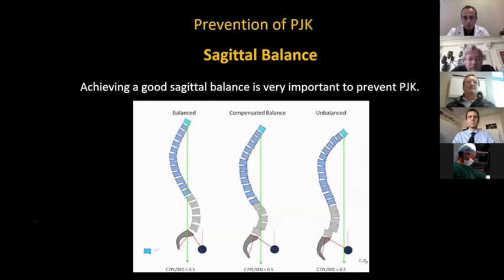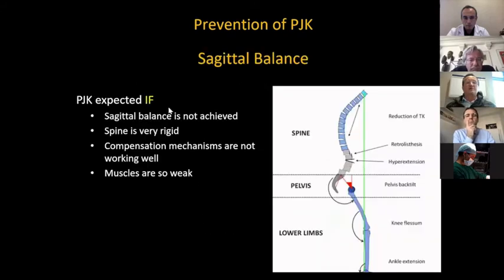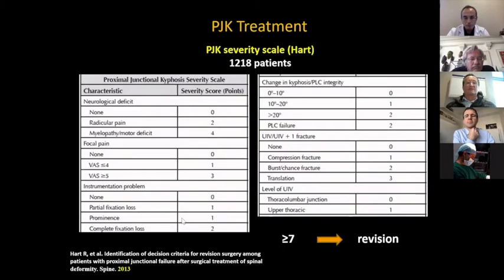What about sagittal balance? Achieving a good sagittal balance is very important to prevent PJK. PJK may be expected if sagittal balance is not achieved, the spine is very rigid, compensation mechanisms are not working well, and muscles are so weak. There is one group that has done a PJK severity scale in a large group of patients. If you look at nerve deficit, focal pain, instrumentation problem, changing kyphosis, upper instrumented vertebra fracture, and level of upper instrumented vertebra, then if the number is more than seven, those patients will need a revision.